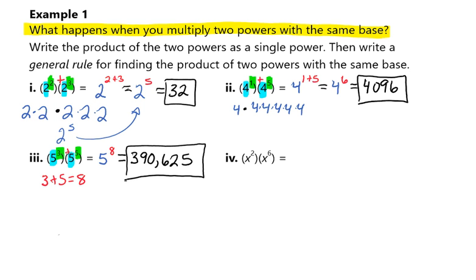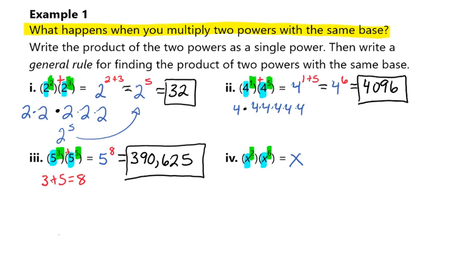On problem 4, we have x squared times x to the 6th. So we have twin bases of x's. So what do we get to do with our exponents? I want you to try this one on your own. So go ahead and push pause. When you're done, push play, and we'll see if you're right.